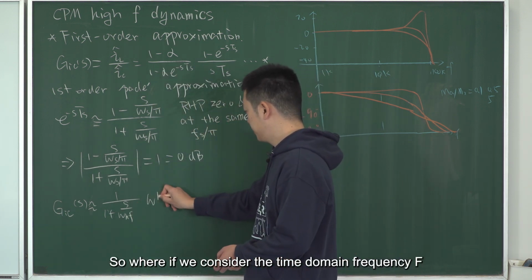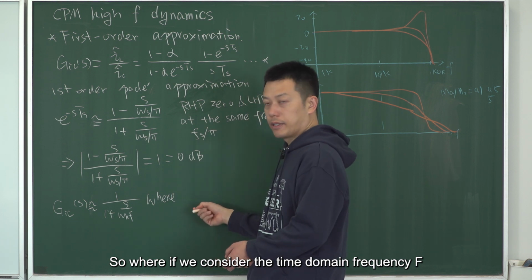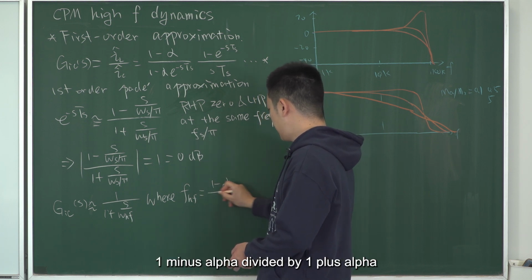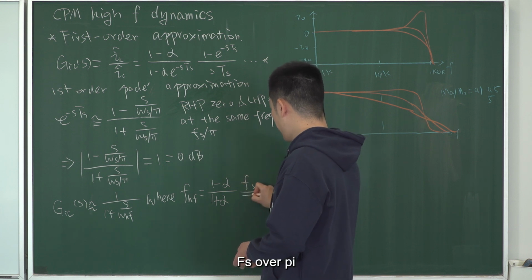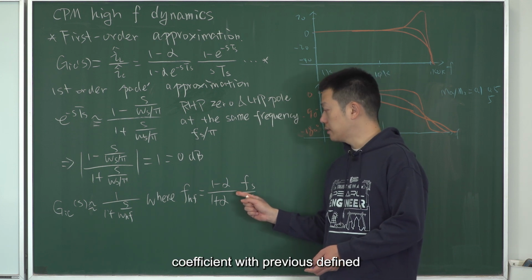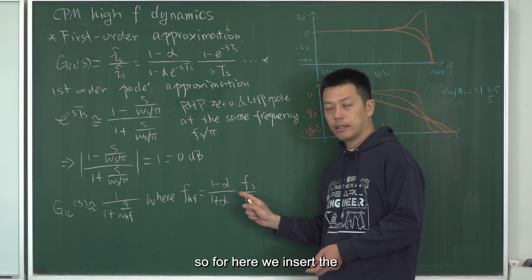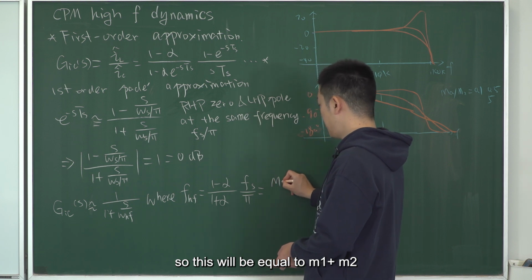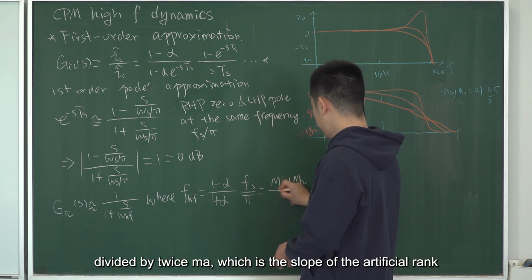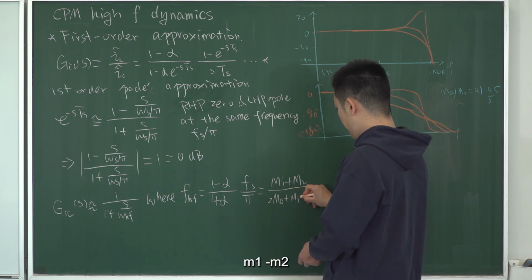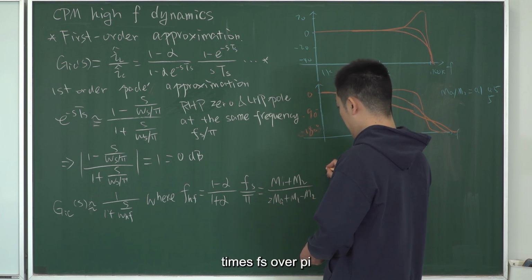If we consider the time domain frequency F, the high frequency, this will equal (1 minus alpha) divided by (1 plus alpha fs over pi). Alpha is a coefficient we previously defined. Here, we insert the expression for alpha, so this will equal (M1 plus M2) divided by (twice MA, which is the slope of the artificial ramp, plus M1 minus M2) times fs over pi.